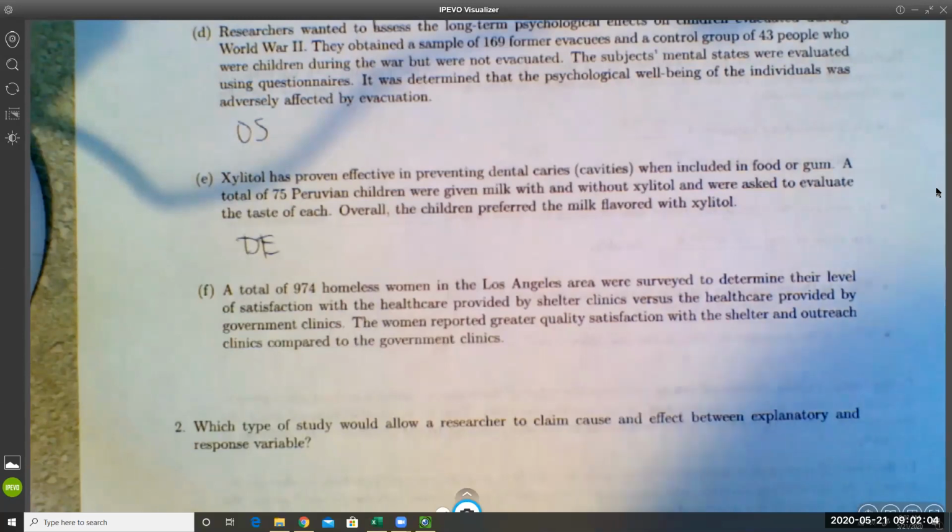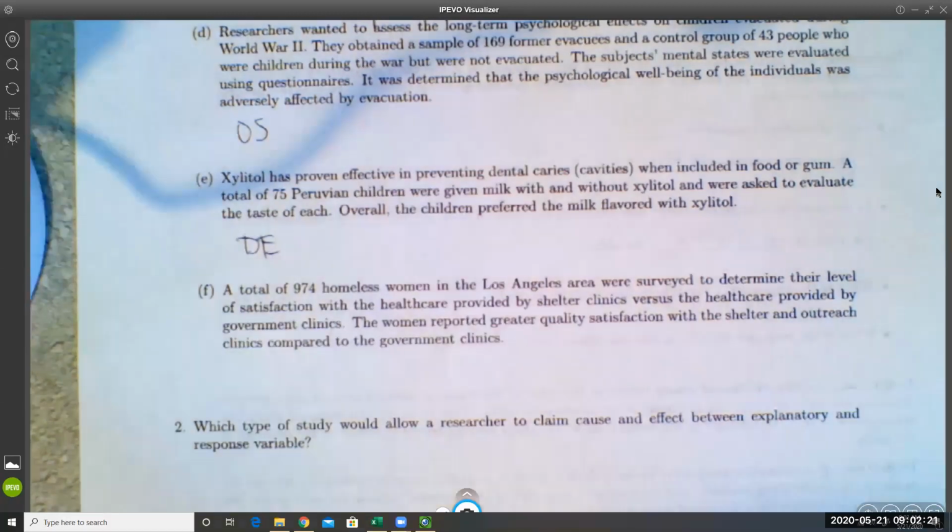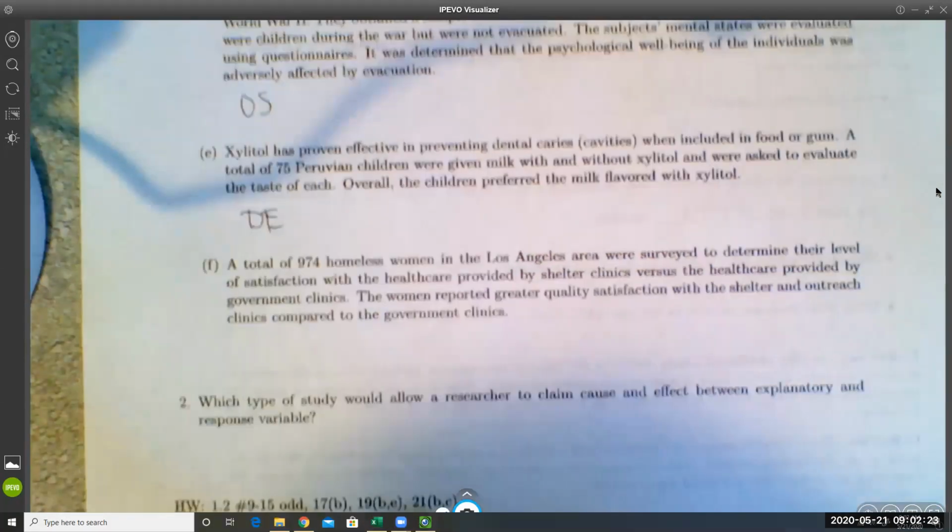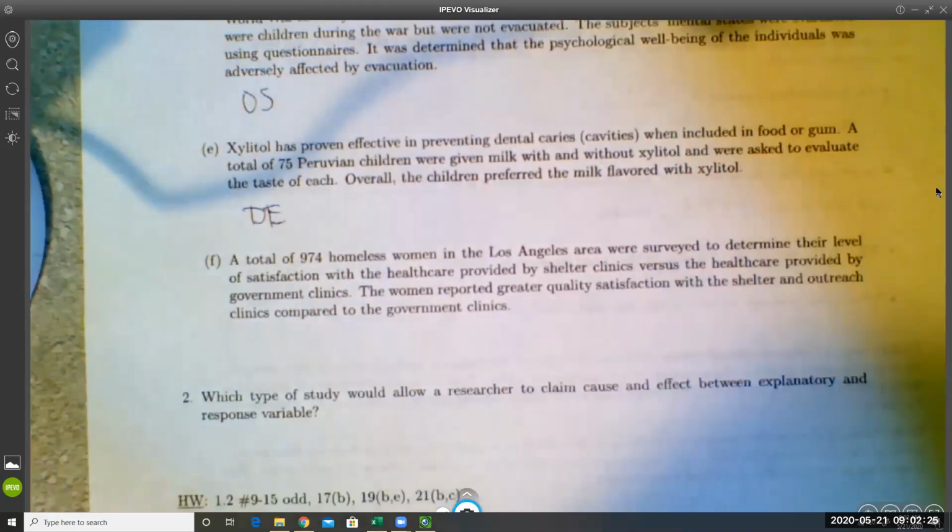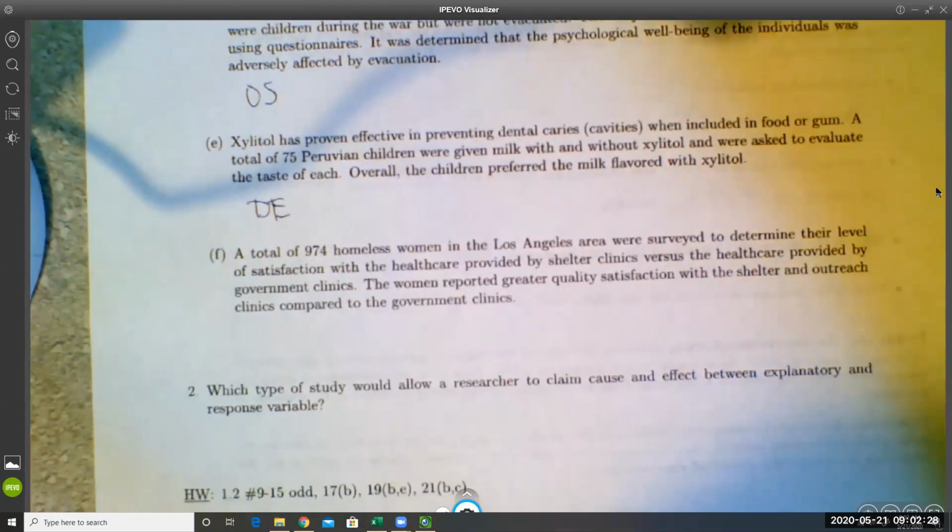And then part F. A total of 974 homeless women in the Los Angeles area were surveyed to determine their level of satisfaction with the healthcare provided by shelter clinics versus healthcare provided by government clinics. The women reported greater satisfaction with the shelter and outreach clinics compared to the government clinics. Okay, so this one's an observational study.